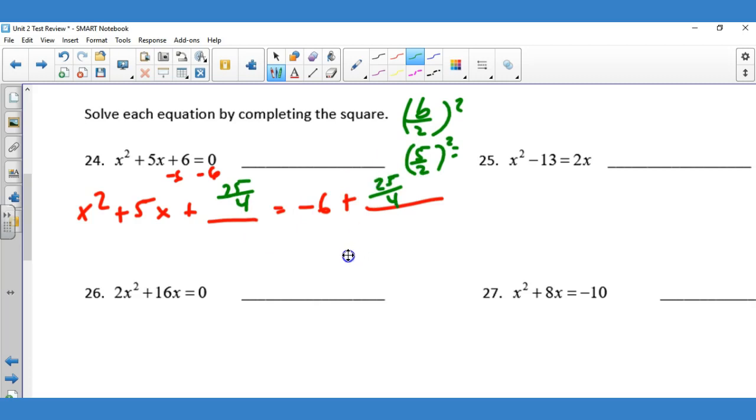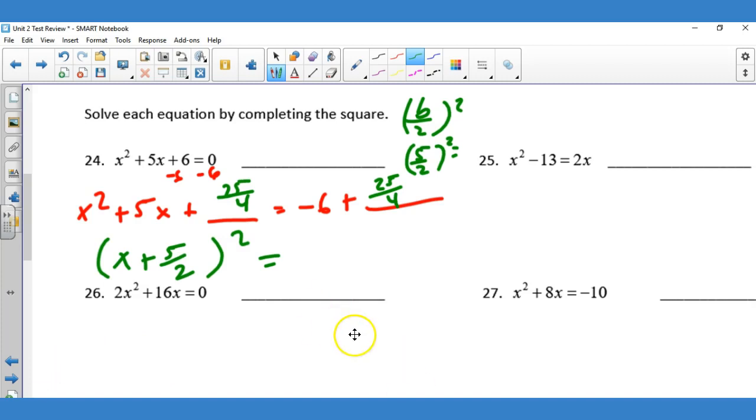So now when we factor this side, remember when you factor this trinomial that you just made, all you do is look at the parentheses right here, 5 divided by 2. Does it divide evenly? No, it doesn't matter, keep it. You get x plus 5 over 2 squared equals, right here we're going to have -6 plus 25 over 4.